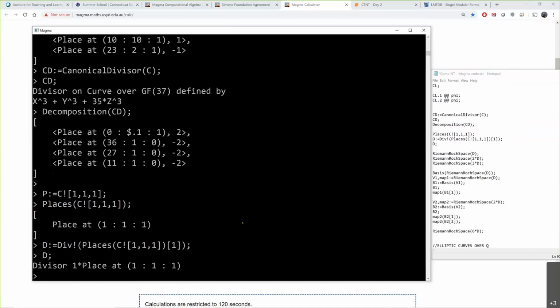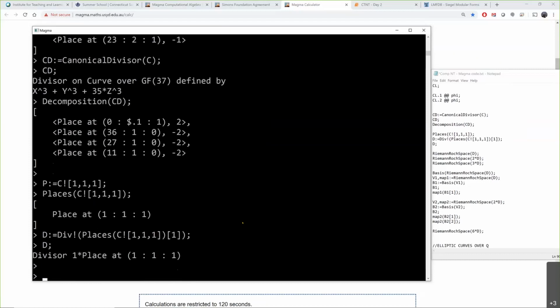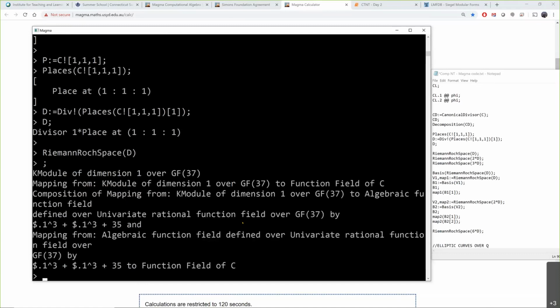And then D is a divisor exactly supported at (1, 1, 1). And then I can compute a Riemann-Roch space. A Riemann-Roch space is a space of functions. This divisor is supported at one point, so this is a space of functions that have a pole of at most... The worst thing they can have is a pole at that point P of order 1 if I do exactly this. Sorry. Okay, so it turns out that it's a module of dimension 1 over GF(37).